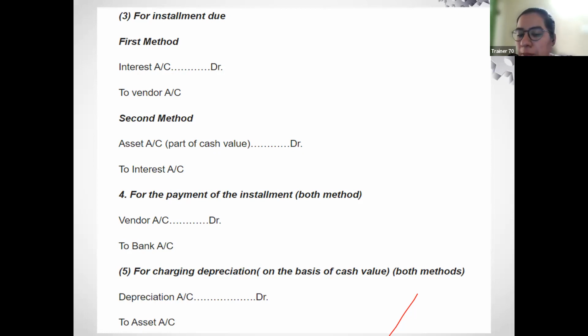Next is charging depreciation. The depreciation charging entry is common for both methods. Depreciation account debit to asset account.